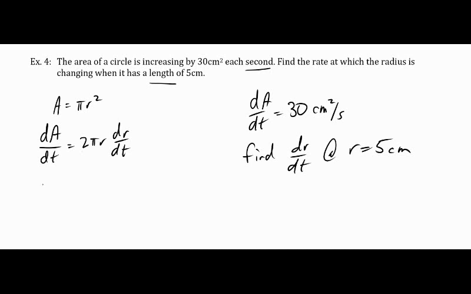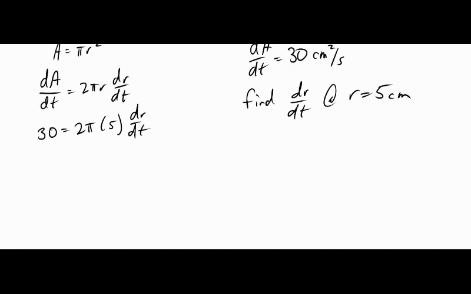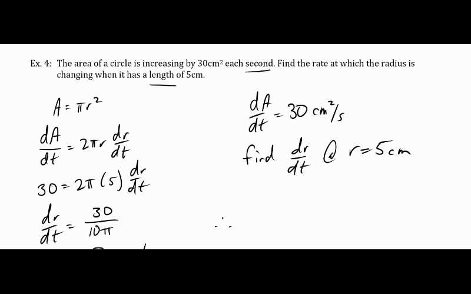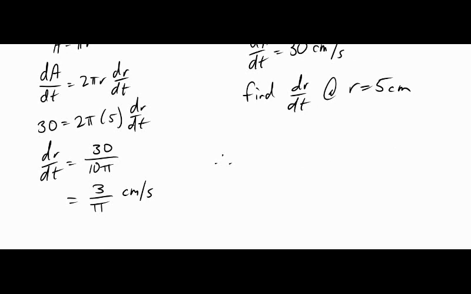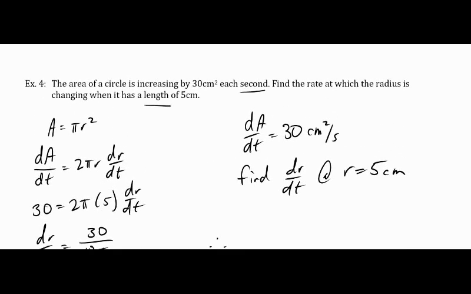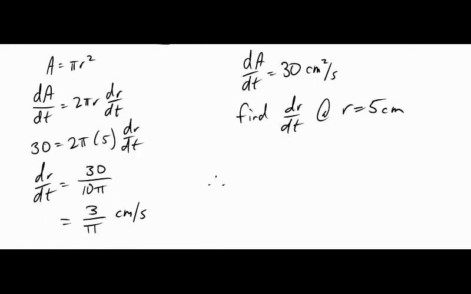Okay, let's sub in. So this is 30, 2 pi times r, which is 5, dr by dt. So dr by dt is 30 over 10 pi, which is 3 over pi centimeters per second. And it's positive again, therefore the radius is increasing by 3 over pi centimeters per second as the area is increasing by 30 centimeters squared each second.